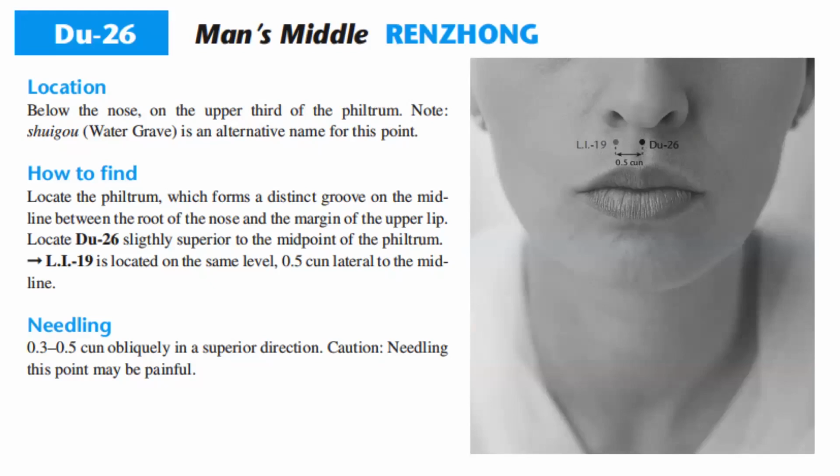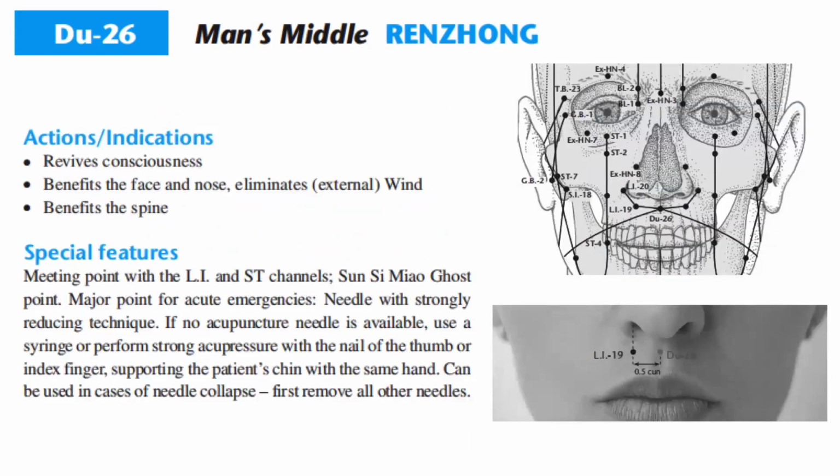LI19 is located on the same level, 0.5 tsun lateral to the midline. Needling: 0.3 to 0.5 tsun obliquely in a superior direction. Caution, needling this point may be painful. Actions, indications: revives consciousness, benefits the face and nose, eliminates external wind, benefits the spine. Special features: meeting point with LI and ST channels, Sinew ghost point, major point for acute emergencies.